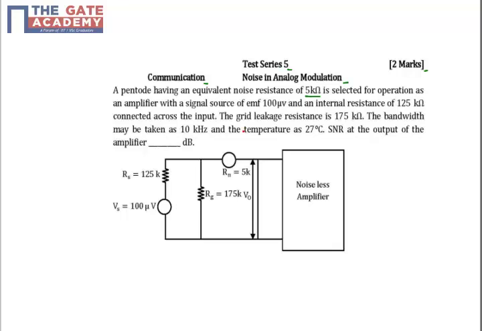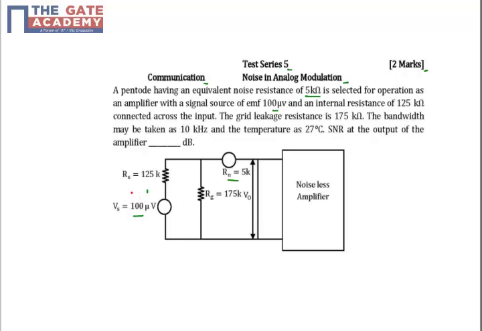The equivalent noise resistance is 5 kilo ohm, which is specified here as Rn, and it is selected for operation as an amplifier with a signal source of 100 microvolt. The internal resistance of the source is 125 kilo ohm.